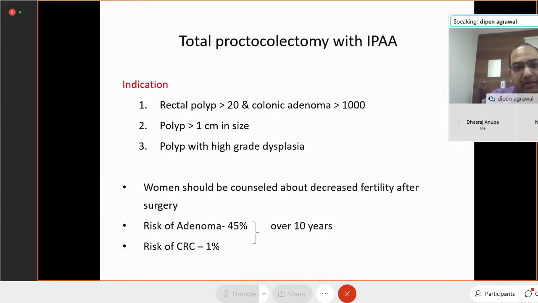Surgery one, total colectomy with ileal pouch anastomosis, is indicated when the rectal polyps number more than 20, total chronic adenomas are more than 1000, polyps are more than 1 centimeter in size, or there is a polyp with high-grade dysplasia. However, women should be counseled about decreased fertility after the surgery, so surgery should be delayed in females. The patient may have future development of adenoma or CRC over 10 years.